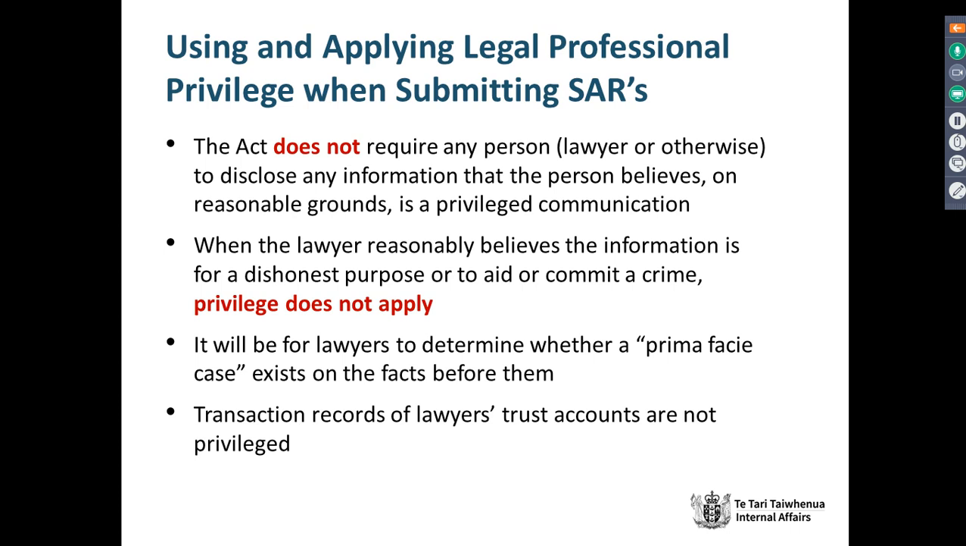Ultimately, it would be for you to determine whether a prima facie case exists on the facts before you. It may involve whether there's credible evidence that a communication is made for a dishonest purpose or to enable the commission of a crime. You must keep records of any assessment that you make. It's not a defence if a reporting entity did not actually consider a transaction to be suspicious when objectively it should have been, but it is a defence if a reporting entity believes on reasonable grounds that the documents or information relating to the activity were privileged communications.